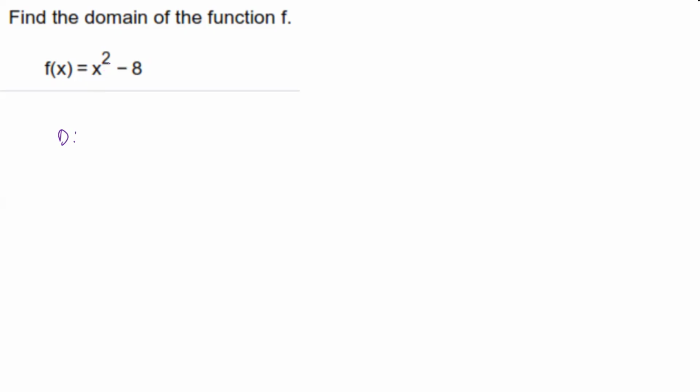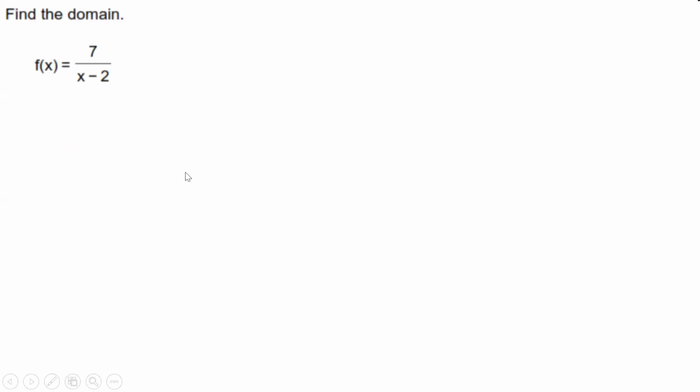It has to be greater than or equal to 0. It's not in the denominator, so that has to be not equal to 0. So basically here, all real numbers are going to work because no matter what we plug in for x, it's going to work. We can plug it in, we can square it, and then we can subtract 8, and we get a number. Okay. All right, let's do some more.